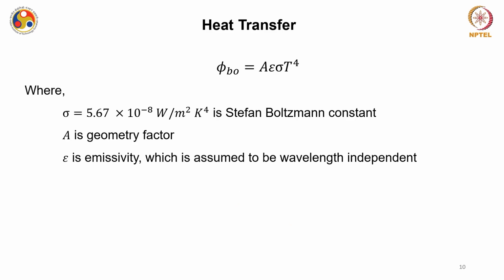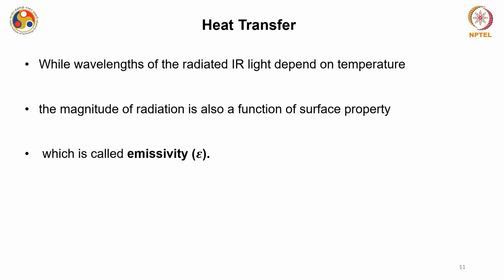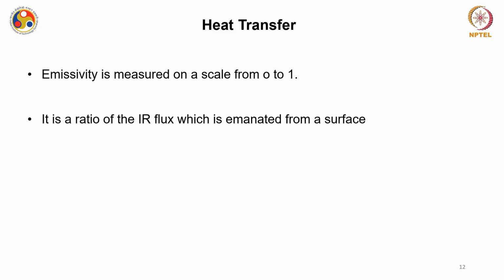So this sigma is the Stefan-Boltzmann constant, and A is the geometry factor, and epsilon is the emissivity, which is assumed to be wavelength independent for the time being, but we have discussed that this emissivity of course depends on the wavelength. The wavelength of the radiated IR light depends on temperature, that we have discussed. The magnitude of the radiation is also a function of the surface property, and this is taken into account in the emissivity. So we promised that we will talk about emissivity in today's discussion.